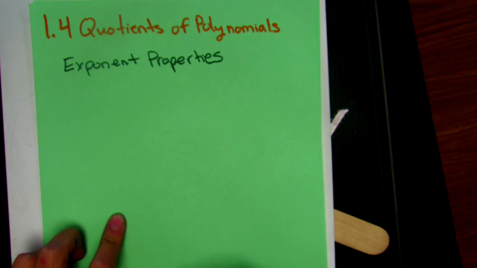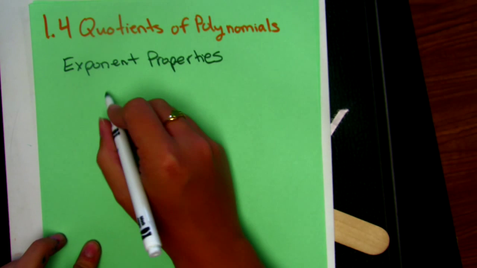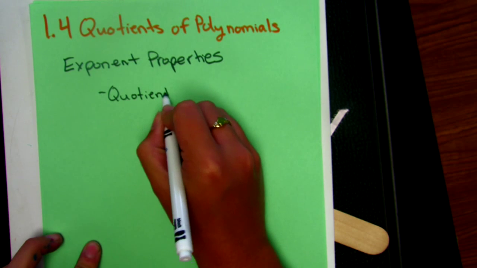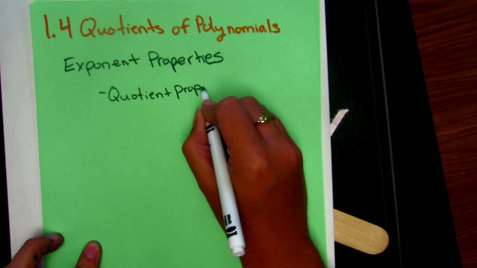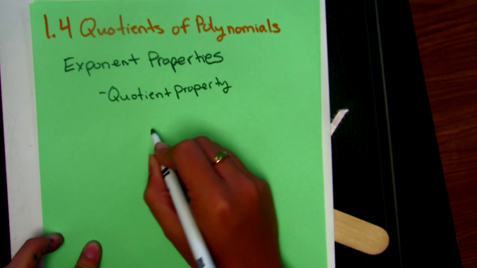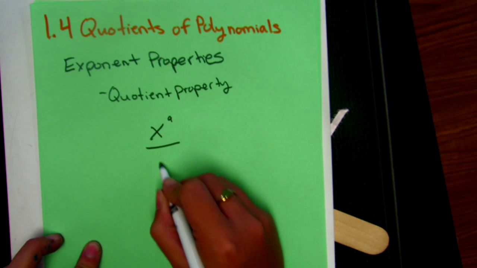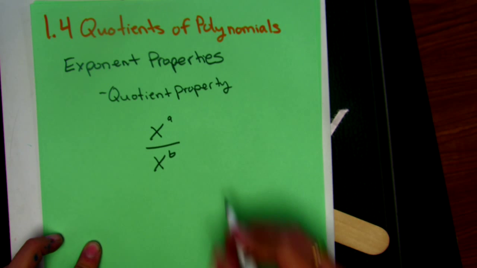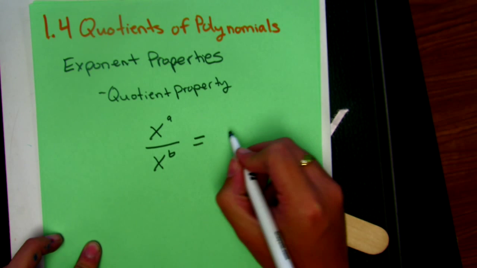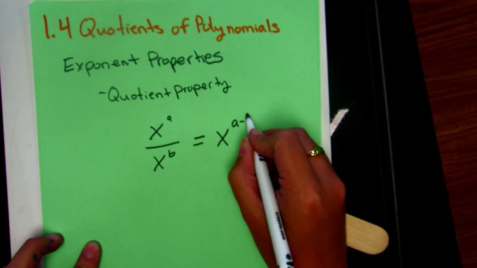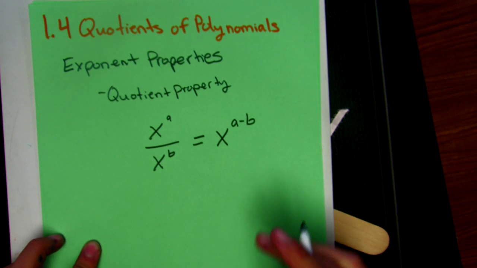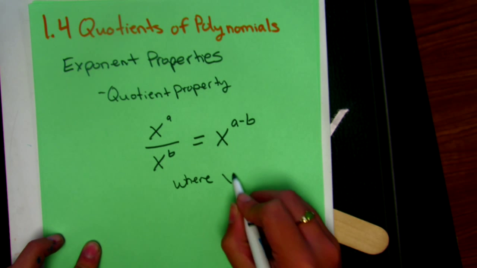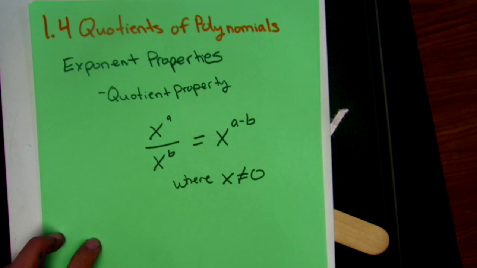Let's begin with the quotient property. The quotient property says that if you have bases that are the same and they are a quotient, then you will subtract the exponents. Okay? You can only do this if x is not equal to 0.